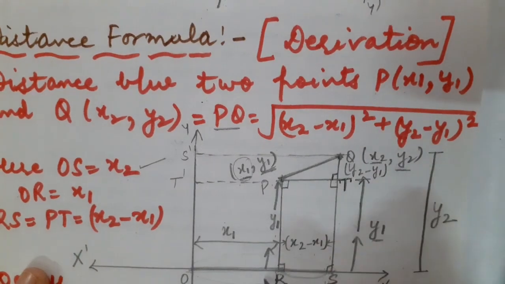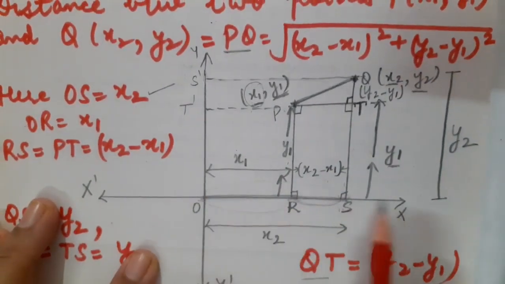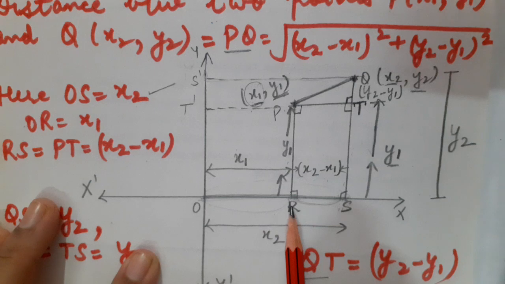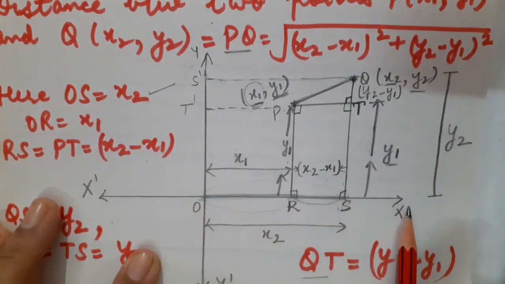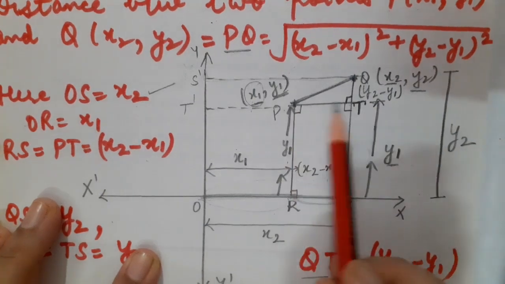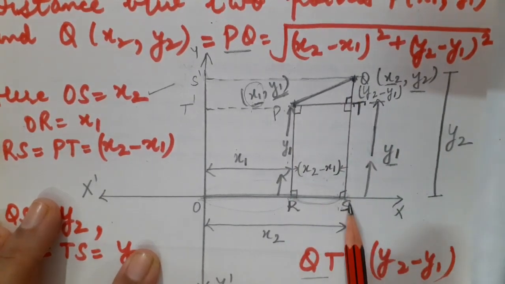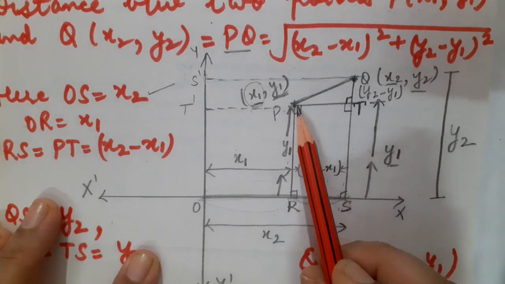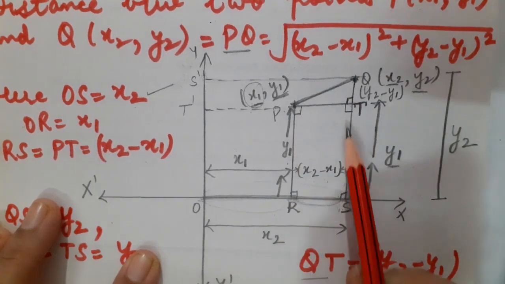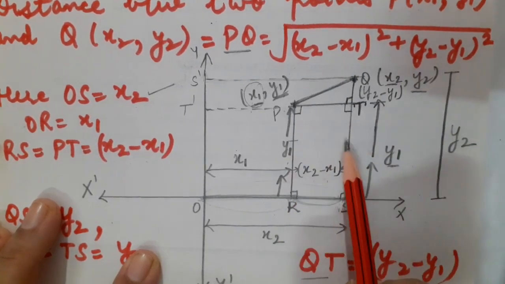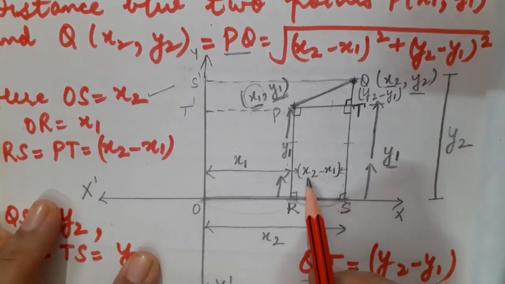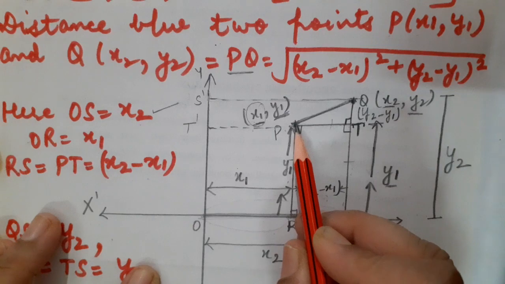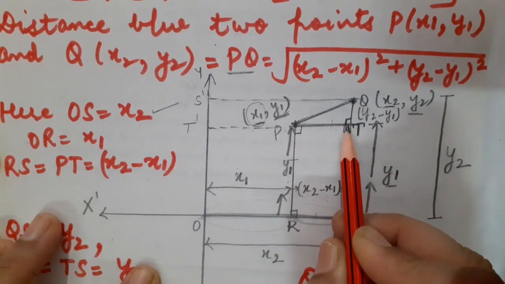Look, this is PR, this is perpendicular on the x-axis, PR is perpendicular on the x-axis, and what else? QS is perpendicular on the x-axis. Fine, student. And I have drawn PT also perpendicular on QS. Correct, student? So because PTSR has become a complete rectangle, that's why the opposite sides are equal. So if this RS is equal to x2 minus x1, can I say that PT is also equal to x2 minus x1?